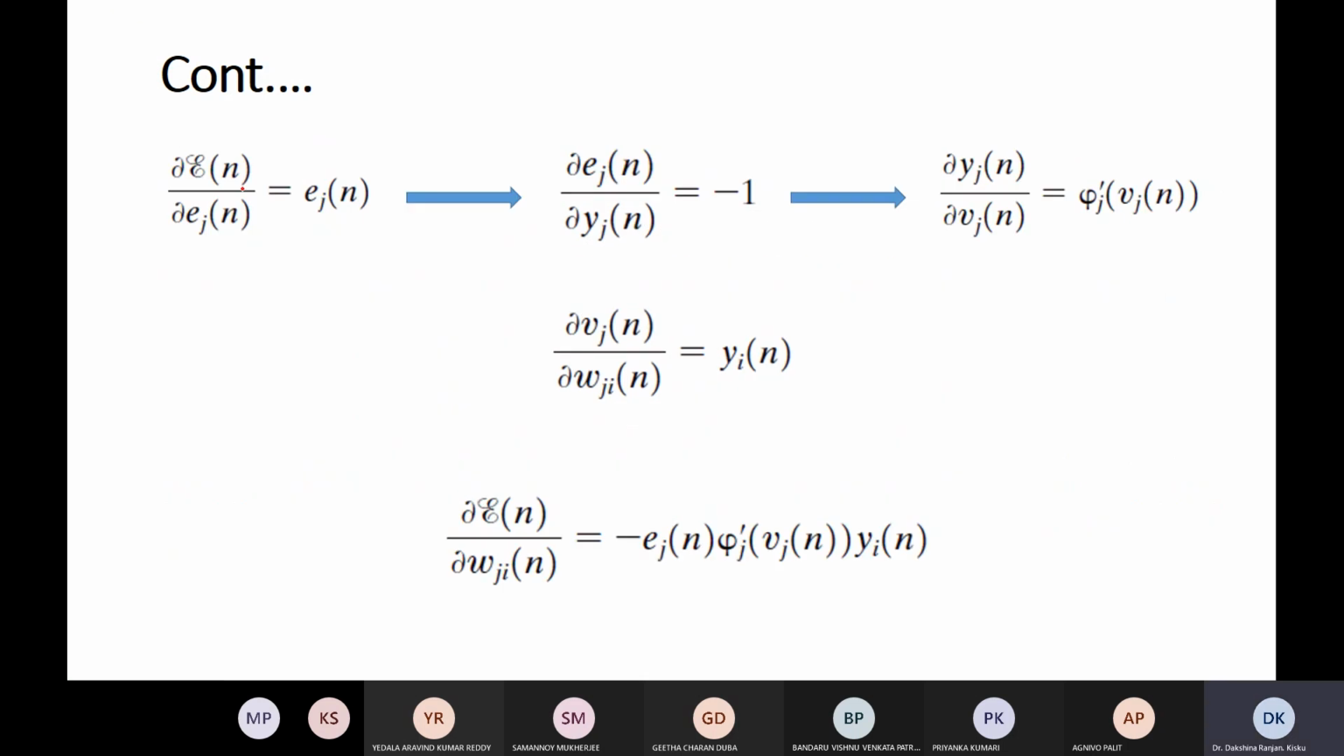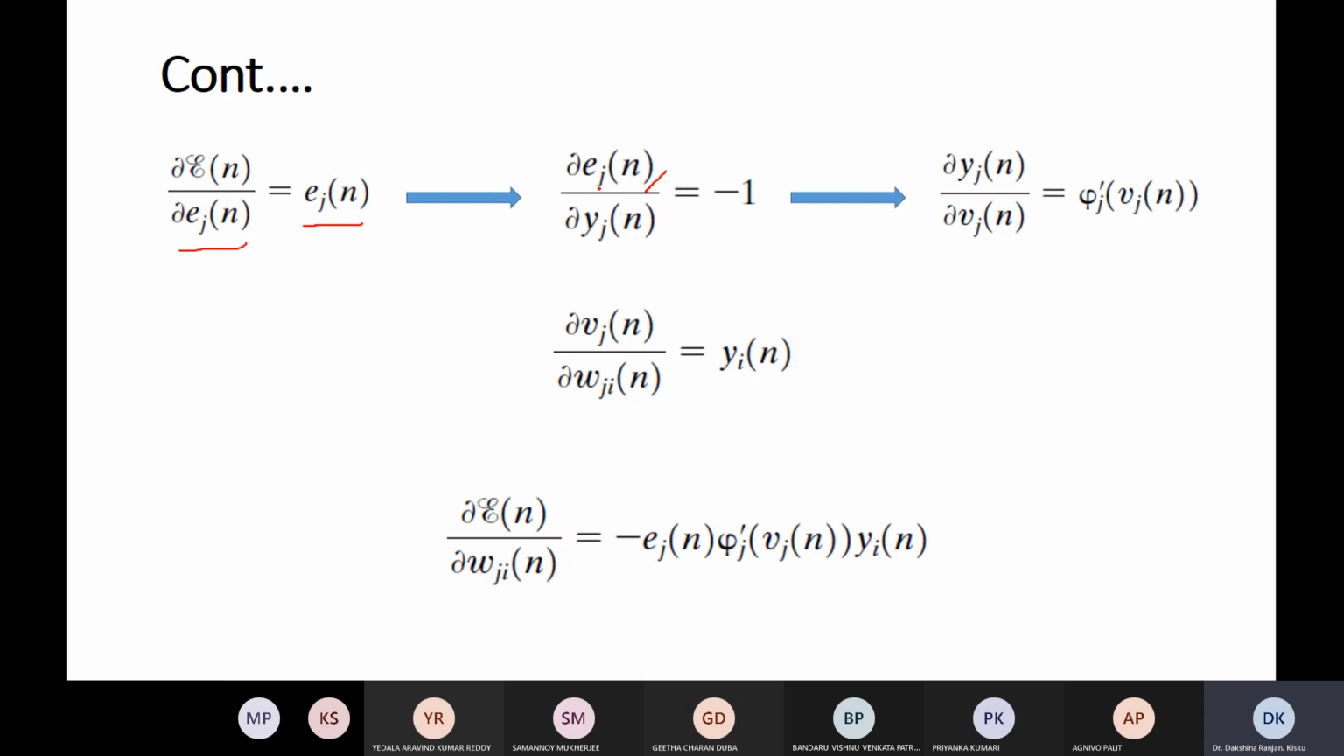Now we have already computed this function f of n, and if we take the derivative with respect to the error for each neuron j, then we will get this e_j of n. This derivative will give the error at neuron j, and we have already computed this error for each neuron.